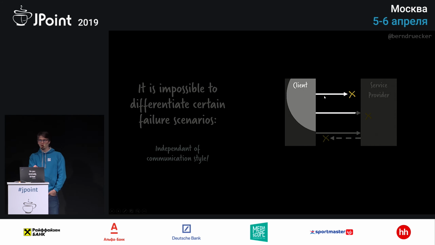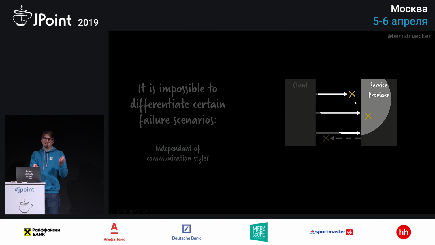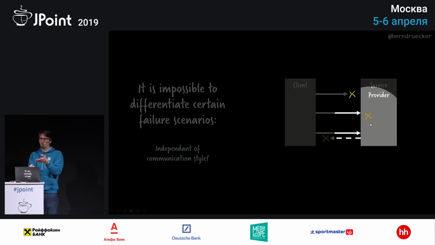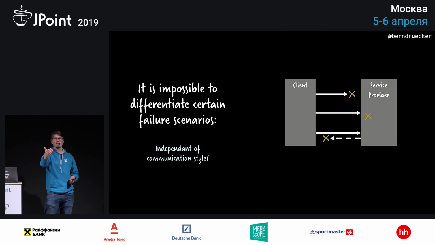I did the REST call, but it never reached the service provider because the network was, whatever, broken, right? The second possibility is I reached the service provider, it started to work for me, but then it exploded. I have no idea if it committed its transaction or not. Or the third possibility, it did everything totally correctly, committed everything, but the response got lost in the network, right? And you can make the same example with messaging, by the way. You send out a message, you never get a response, you have no idea what happened.